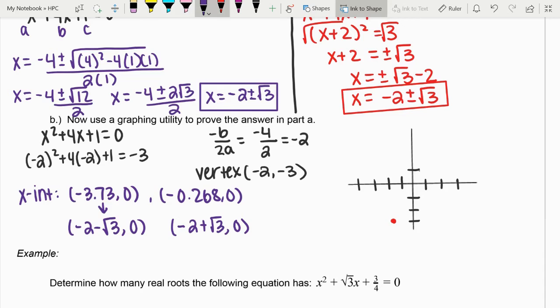Okay, and then if we go ahead and just finish the sketch of our graph, we have negative 3.73, so that would be somewhere over here, and negative 0.26, so right about over here. And go ahead and sketch your graph. So it'll look something like that.